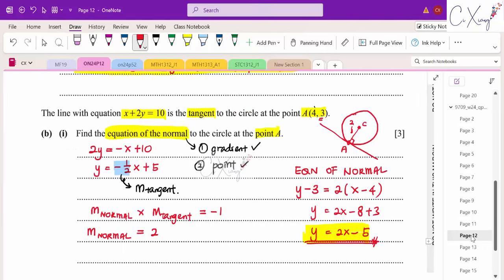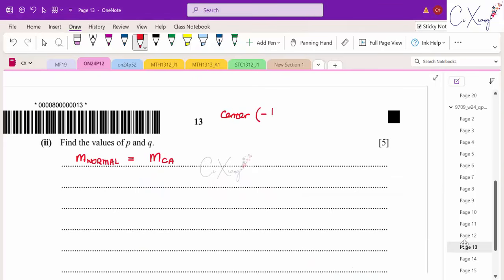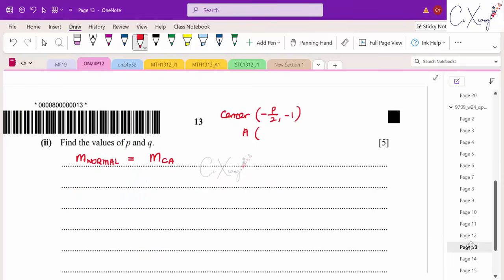So we go back to part A again. From part A, you know that the center coordinate is negative P over 2 for the X, negative 1 for the Y. So I write out here first: negative P over 2 and also negative 1. Then what about the coordinate for A? Coordinate for A is 3, 4, if I'm not mistaken. 4, 3, sorry, 4, 3, okay? Right, so it is 4, 3.